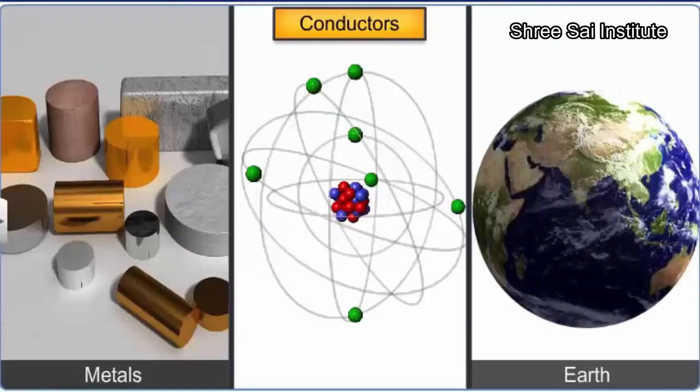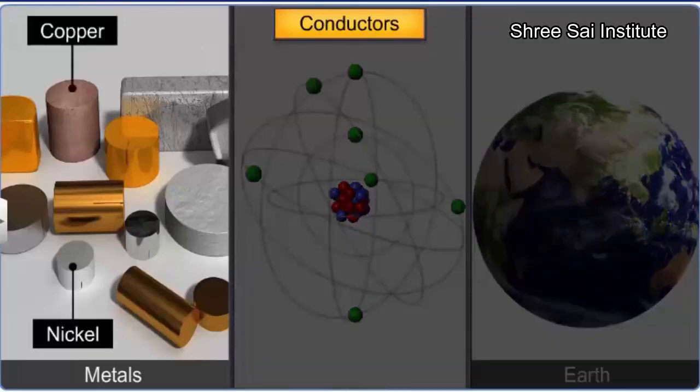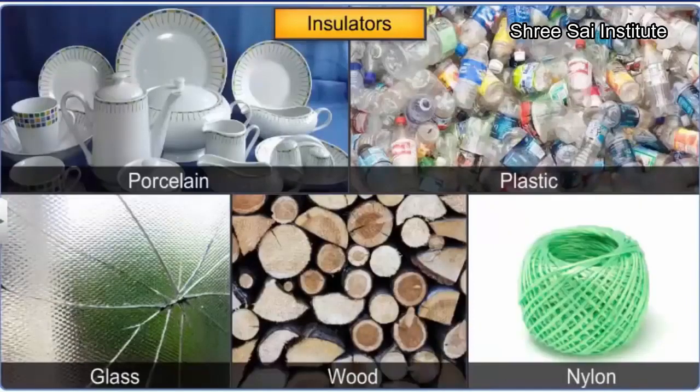Such materials with a large number of free electrons are called conductors, and as such, these materials readily allow the flow of electric current through them and cause very little resistance to the flow of electricity. Metals like copper, nickel, and the human body and earth, etc., are some conductors. Some materials have a very small number of free electrons, and hence offer very high resistance to the flow of electricity through them.